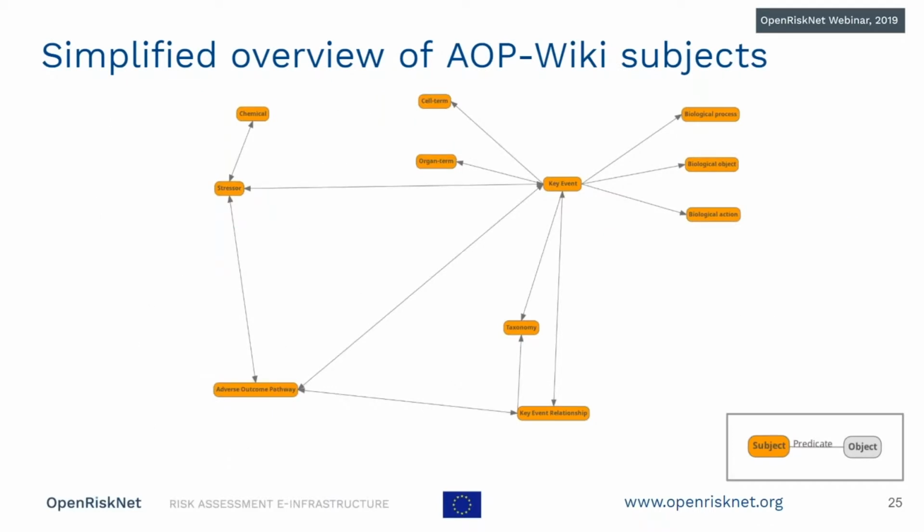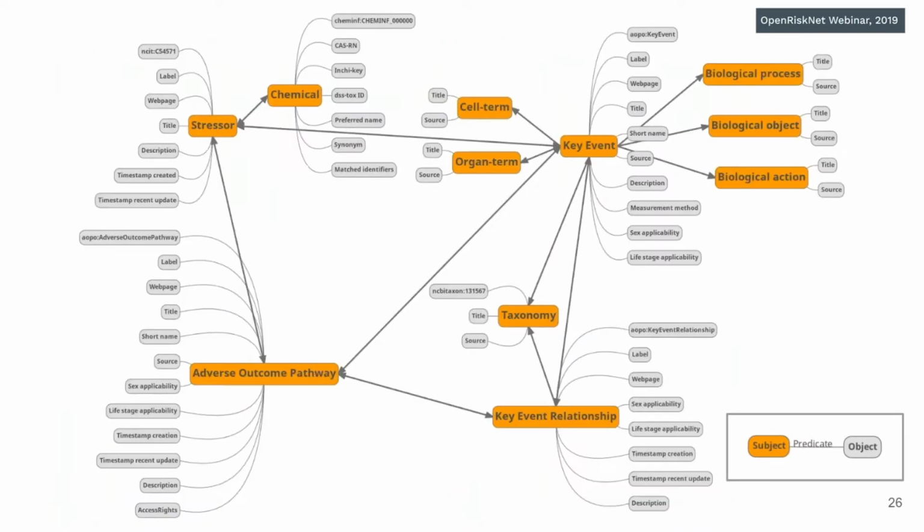So to go back to the simplified version with the 11 main components, we can elaborate on this by adding all of the properties that are captured inside of the AOP-Wiki. And then you end up with something like this, in which all of the 11 components have a variety of different properties. Modeling the database in this way allows for querying singular components, singular properties of every object. So you can query the database in much more detail than before.